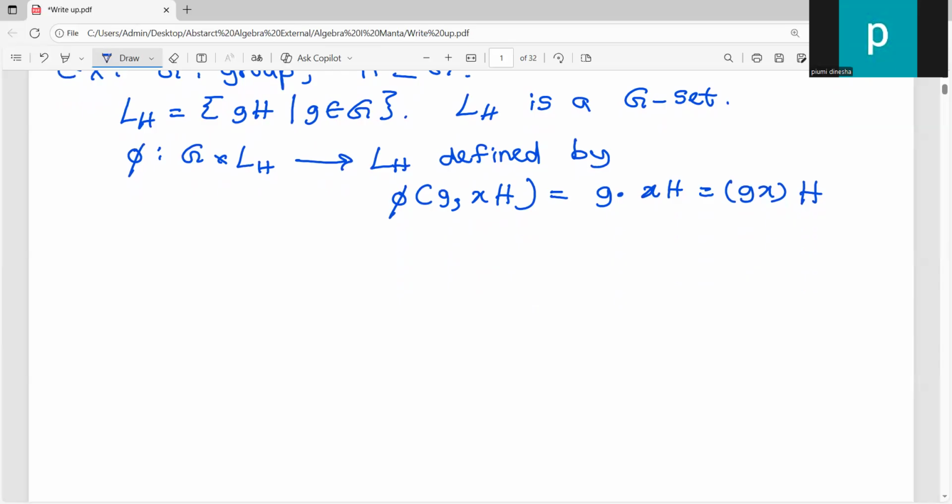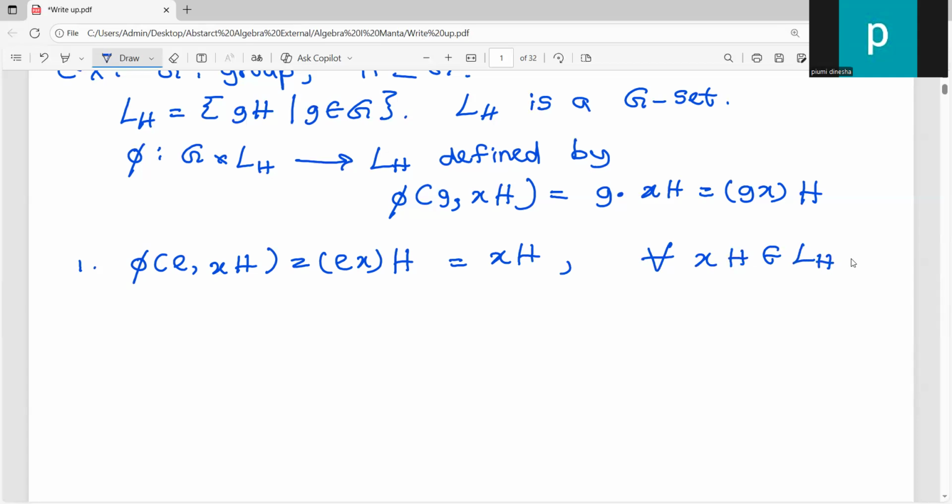First of all, we have to take the identity of G, which we usually denote by E. So let's see whether the first property is satisfied. That is phi of the identity times any element that you take from L sub H. This, by definition of this mapping, is given by identity times xH. And identity times any element in the group, by definition of the identity, is simply xH. So the first condition is satisfied. This is for all xH in L sub H.